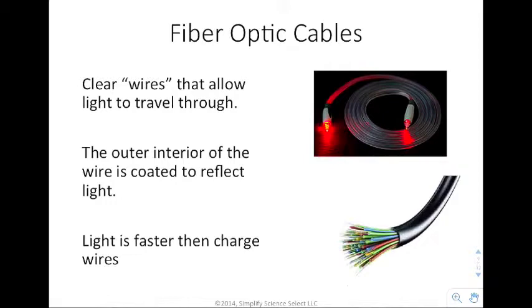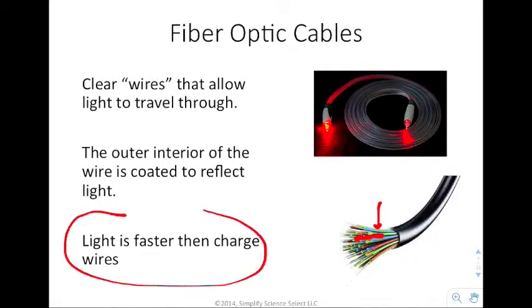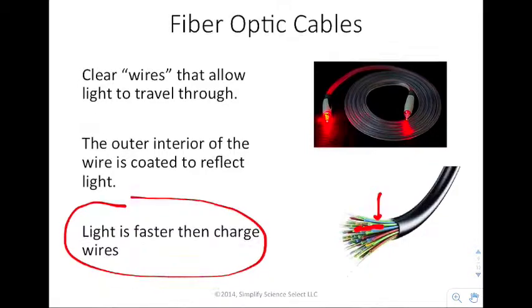Their outer interior. So this particular part of this fiber optic cable, this plastic coating, on the inside of that outer coating actually has a substance that allows light to reflect. And what that does is it allows you to send light down these particular wires. The reason why fiber optic cables are better than traditional wires is because light is a lot faster than charges. So you can send signals a lot faster than you could on a traditional wire. That's why high-speed internet always talks about fiber optic cables.